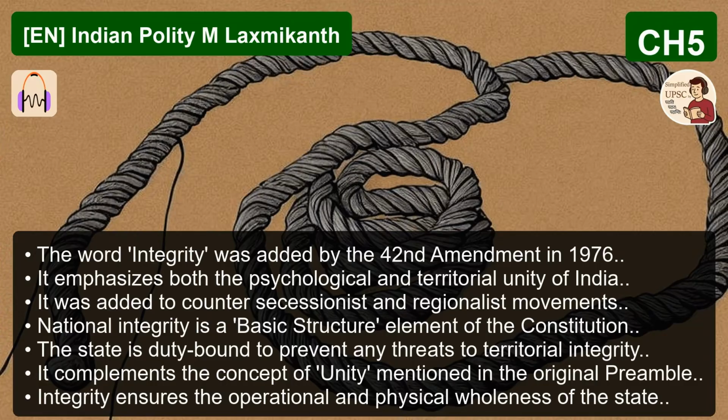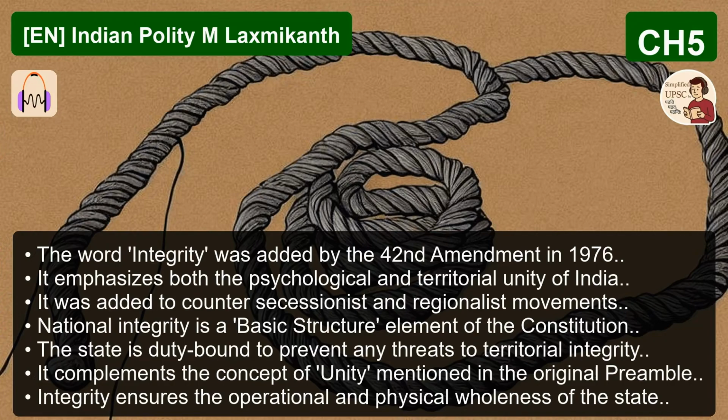The word integrity here is significant because it was another addition from the 42nd Amendment. Why was it necessary to add integrity if unity was already present? That's a very sharp observation. The addition of integrity in 1976 aimed to underscore not just the psychological and cultural oneness of the nation, which is unity. But also the territorial wholeness.